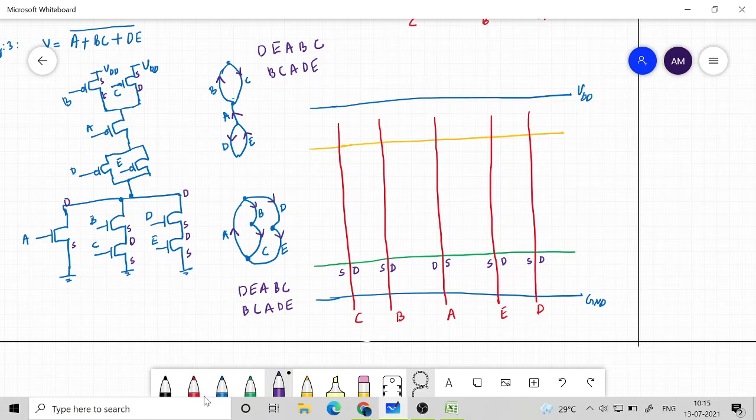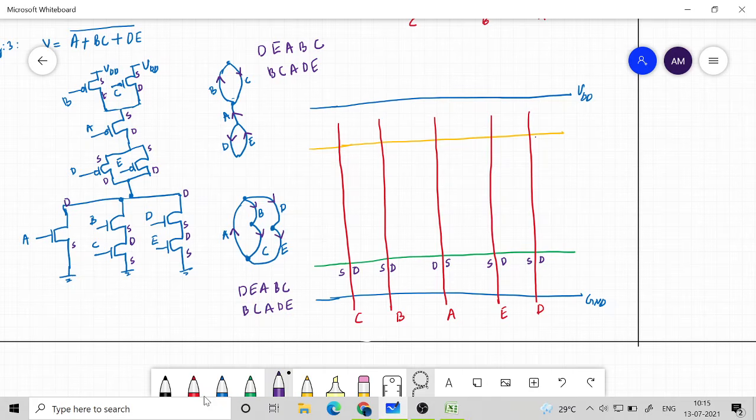Okay, so similarly we have to look at the P side. So we are saying this is D. Now if you look at D, this will be the drain. Okay, so this is the drain, source, drain, source, drain, source.